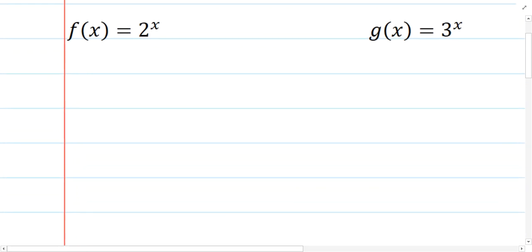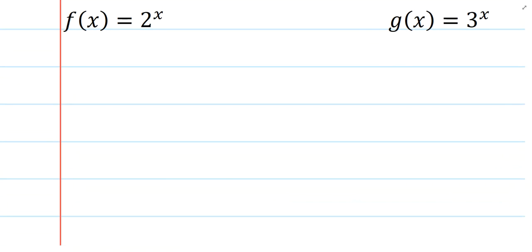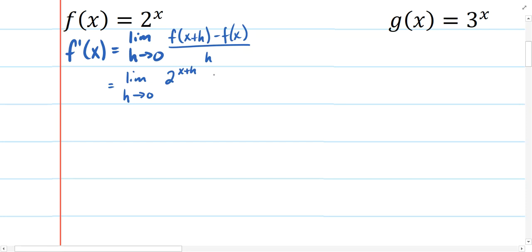So I'd like to use the limit definition to establish the derivative of these two functions. I'll walk through the first one and let you try the second one as well. So again, we know that f prime of x will be equal to the limit as h approaches 0, I'm going to switch to a lighter weight pen here, of f of x plus h minus f of x divided by h. And in this case, that would be the limit as h approaches 0 of 2 to the x plus h power minus 2 to the x power divided by h. That was simply our substitution.